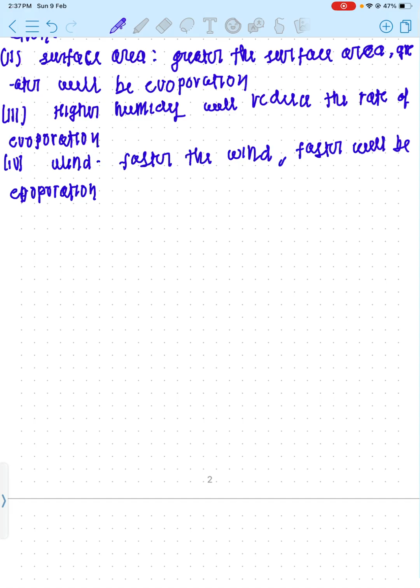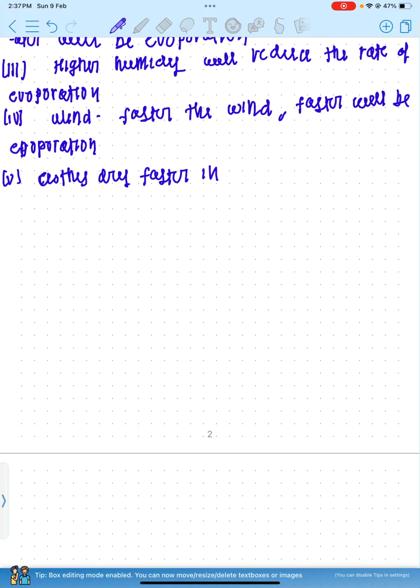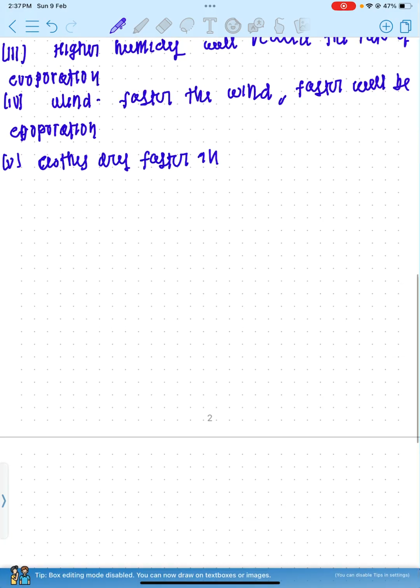Okay. So for example, the fifth point you can write as an example that clothes dry faster on a windy day. So clothes dry faster on a windy day, right? On a windy day. Okay, right.